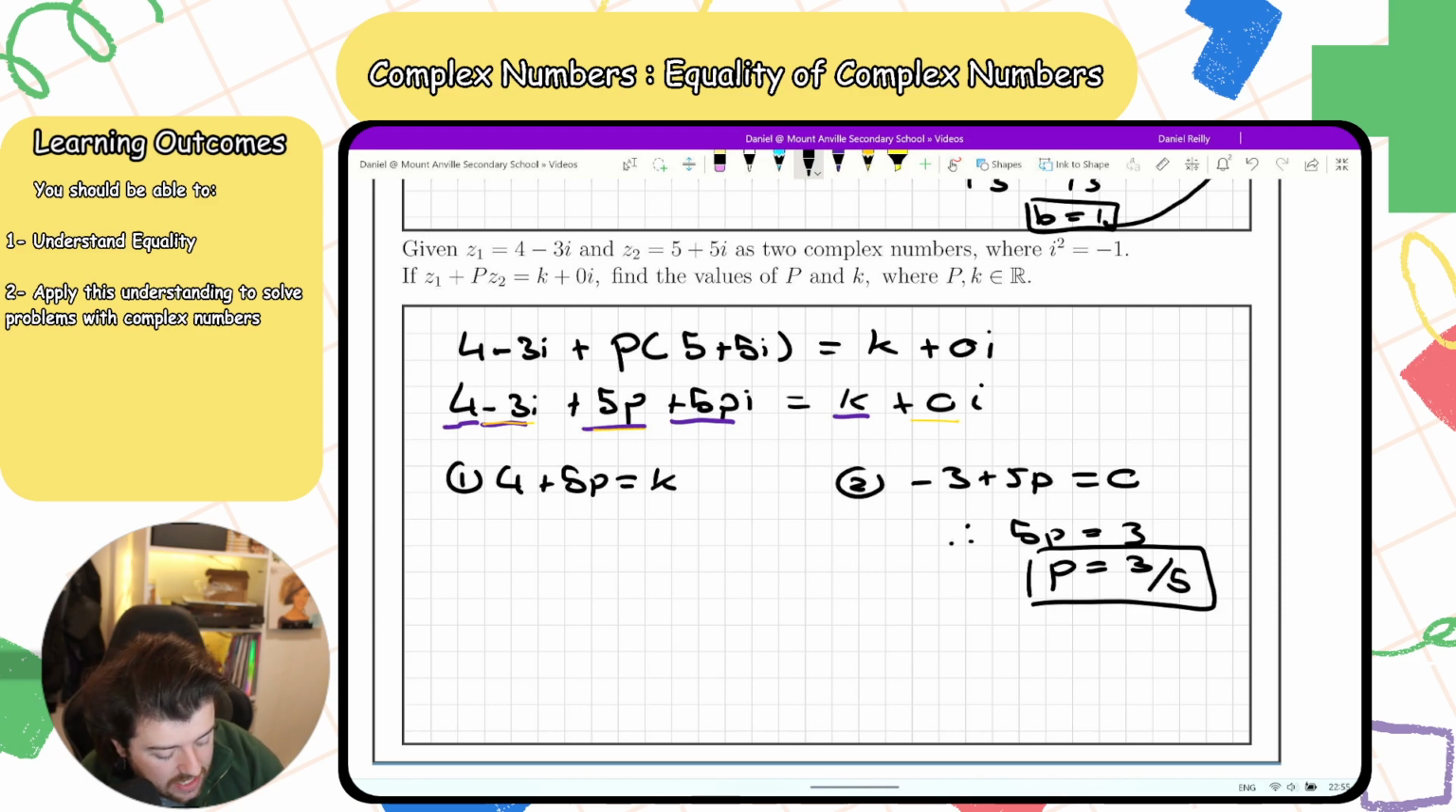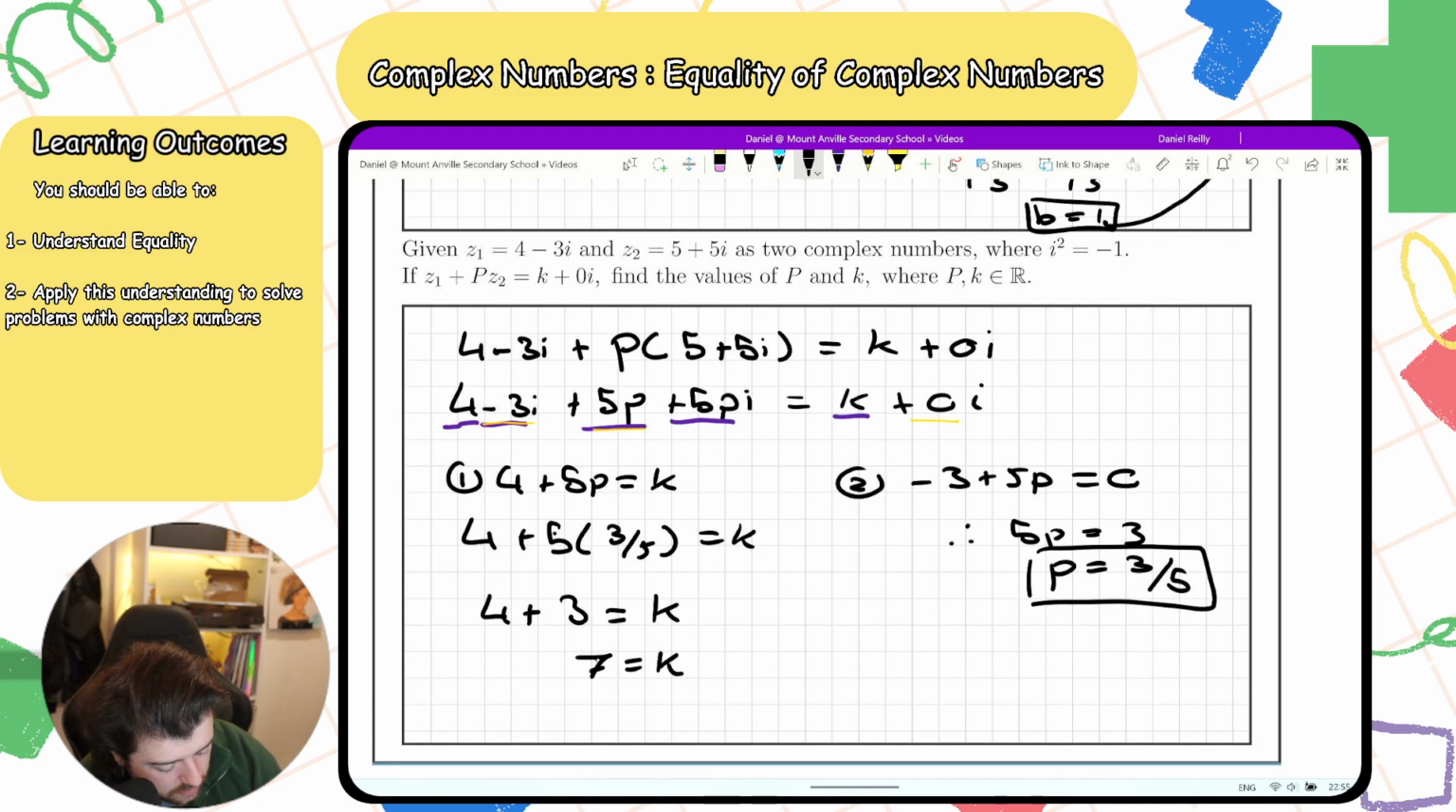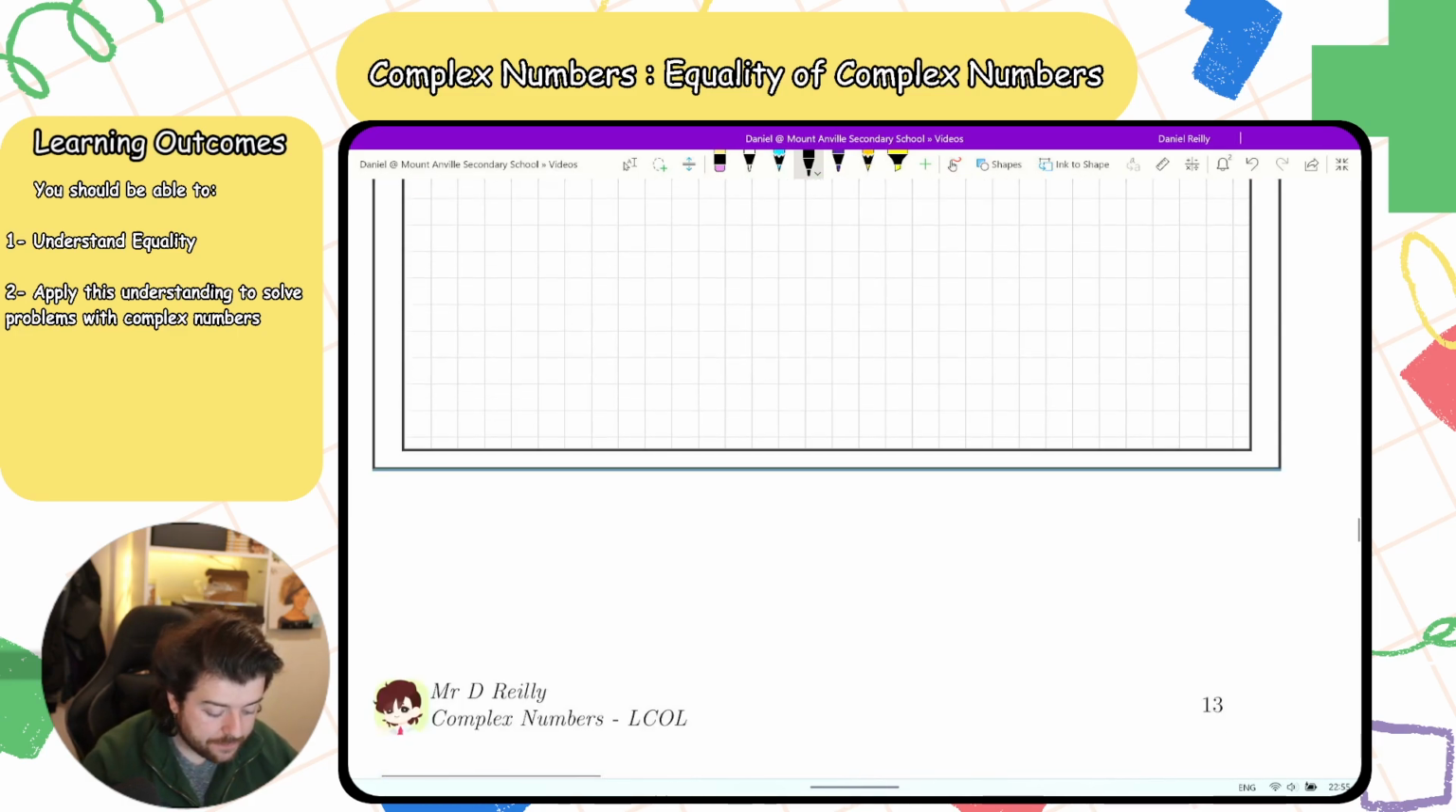Now I know what p is. I can definitely solve equation 1 now. So 4 plus 5 times 3 over 5 is equal to k. 4 plus, put this in your calculator or just cancel out the 5s. We're going to get 3, so 7 is equal to k. And that is my other answer there. So we solve for p and k.